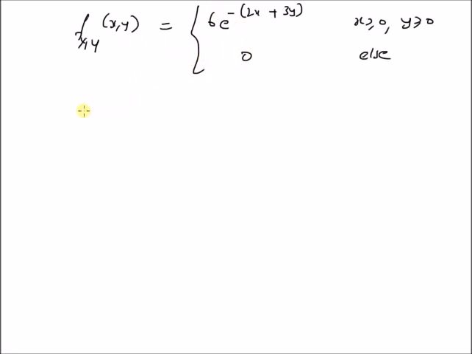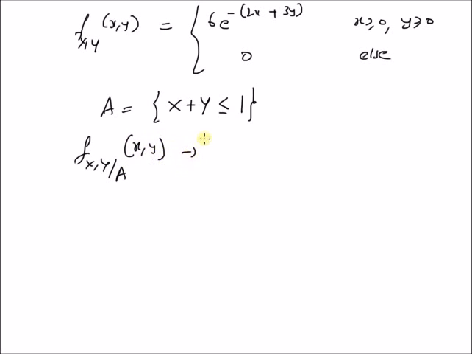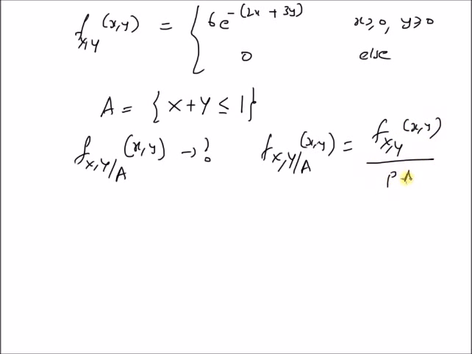For this joint PDF, and the event defined as A equal to X plus Y less than or equal to 1, we want to find the joint PDF conditioned on the event A, which is defined as f_{X,Y|A}(x,y). By definition, this is equal to the joint PDF f_{X,Y}(x,y) divided by the probability of A. So the only thing unknown is the probability of A.